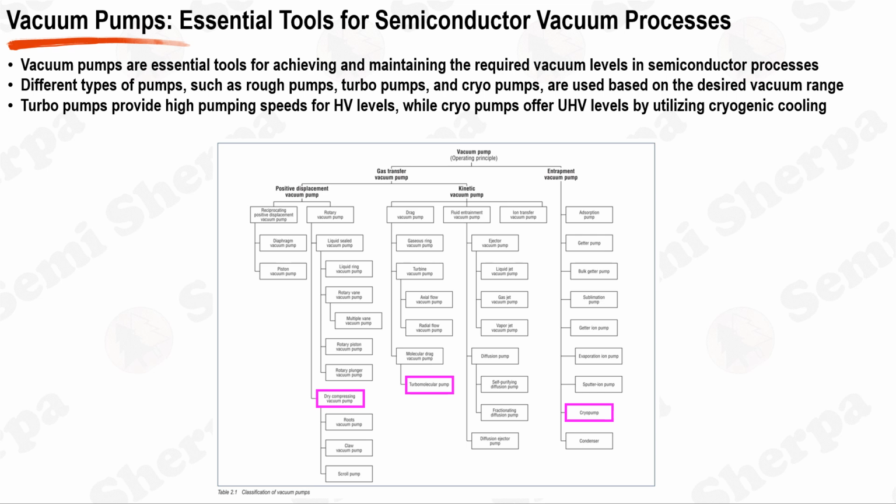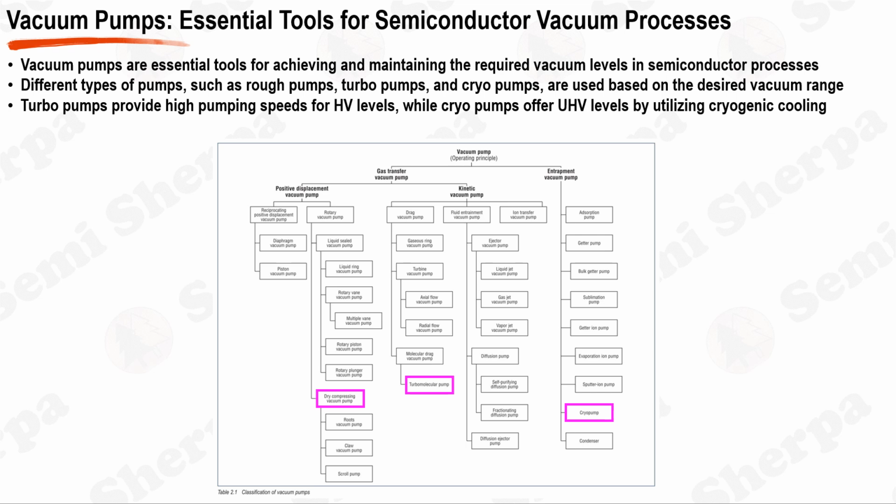Dry pumps, turbo pumps, and cryo pumps are particularly preferred for their specific advantages in semiconductor applications. Dry pumps, such as dry screw pumps or dry claw pumps, are the preferred option for cleanliness in semiconductor vacuum processes. They effectively evacuate large gas volumes, providing coarse vacuum levels without the need for oil lubrication.